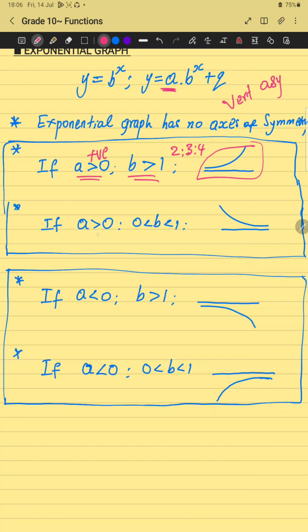Now, we are still looking at the same value of a, which is positive. But if b is less than 1 and bigger than 0, for example 1/2, maybe 1/3, maybe 1/4, this is going to be the shape. If it is like this, it is known as an increasing function, and this one here is a what? A decreasing function. All right.